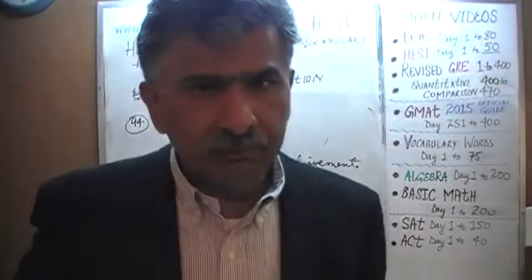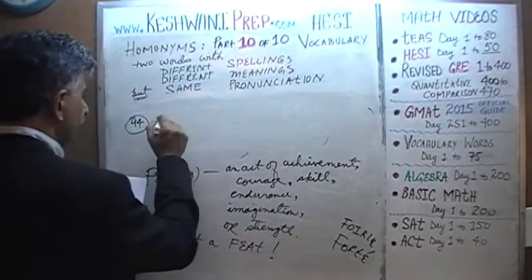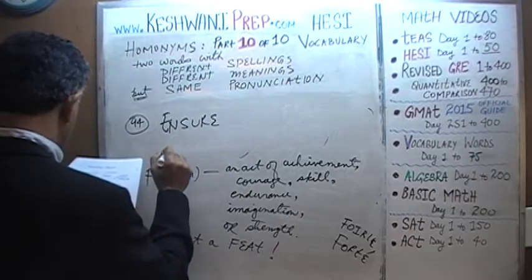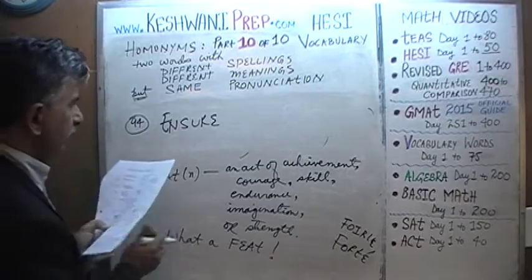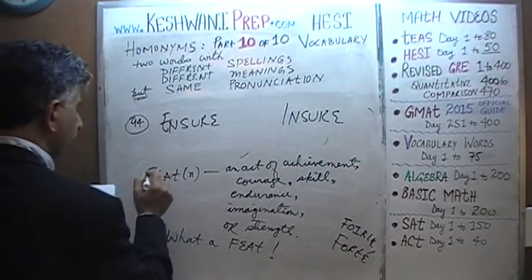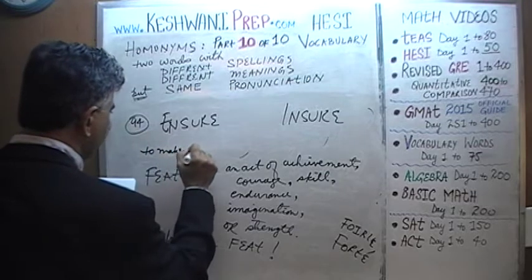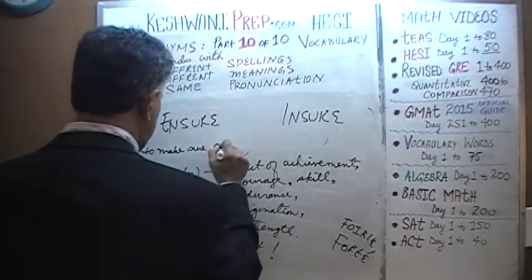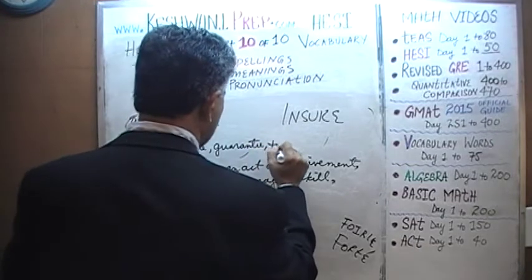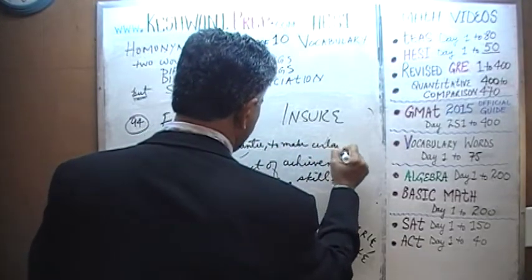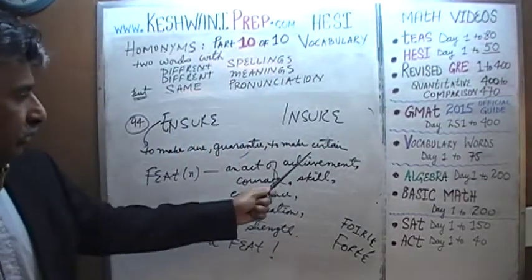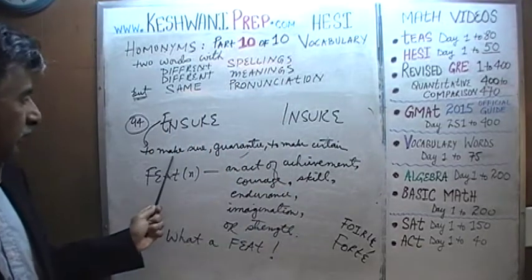Number 94, I'm going to put the pair of words down first and then I'm going to tell you something. Which means we need the room, so we need to put. Which means to make sure, to guarantee, to make certain. This ensure means to guarantee something, to make certain, to be sure of something.